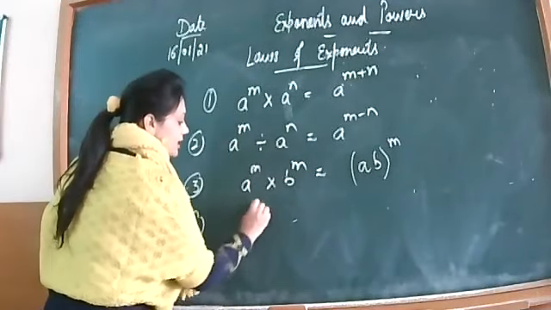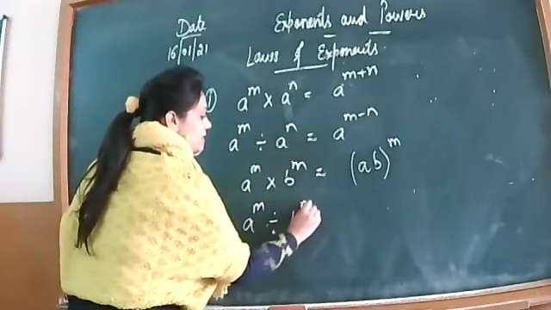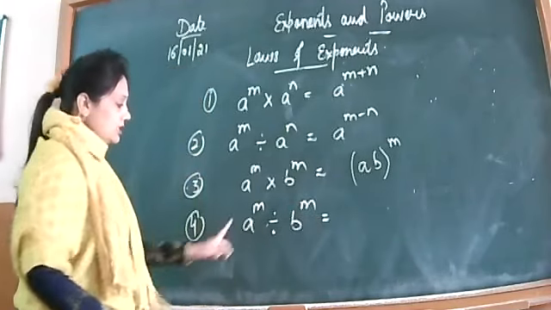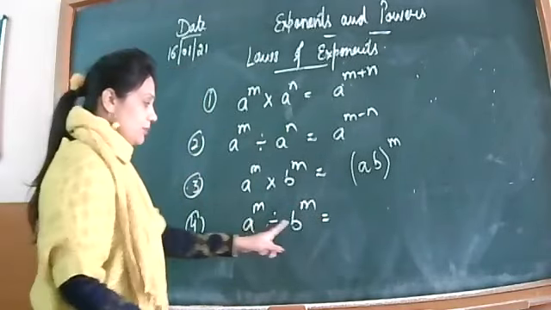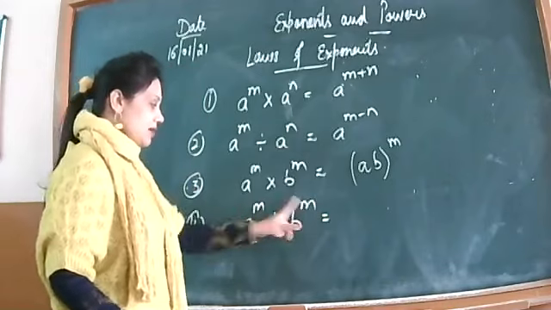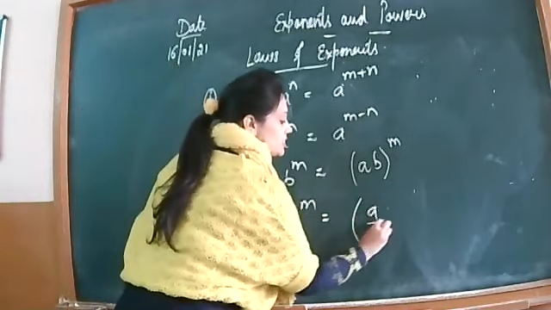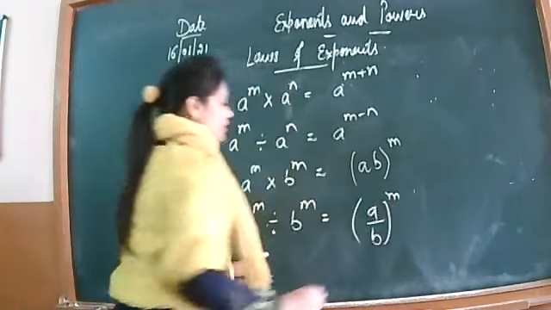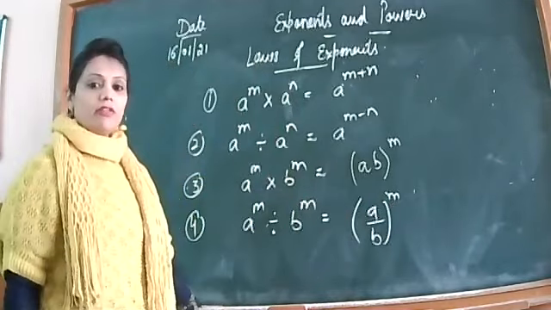Then a raised to power m divided by b raised to power m. In this, what will happen? The bases are different, powers are same. So the base will get divided. It will be a by b raised to power m.